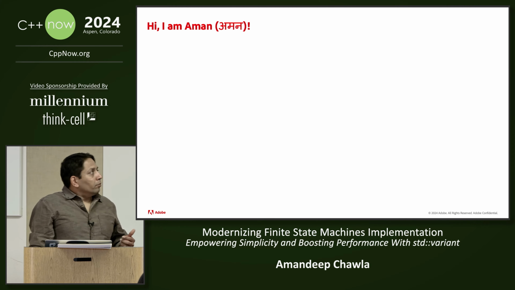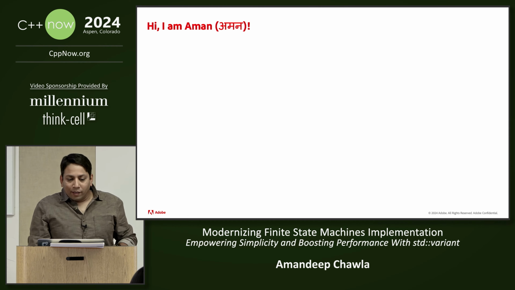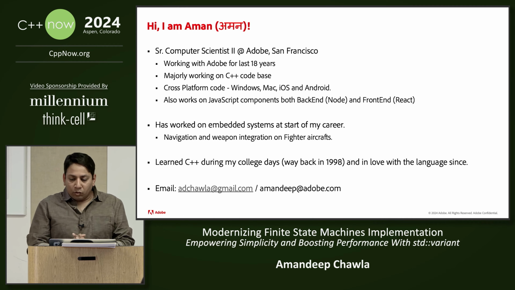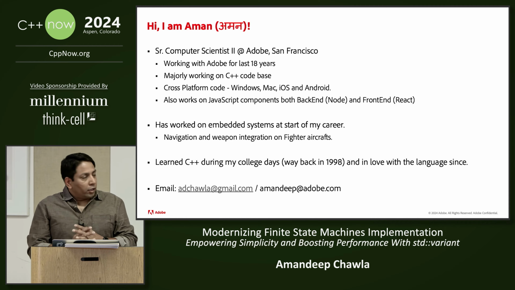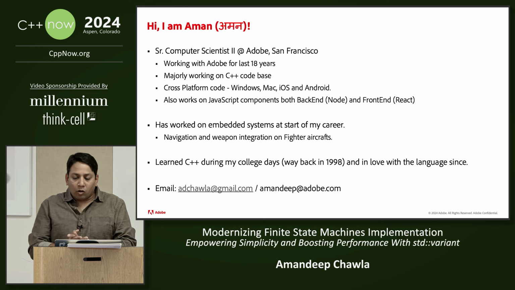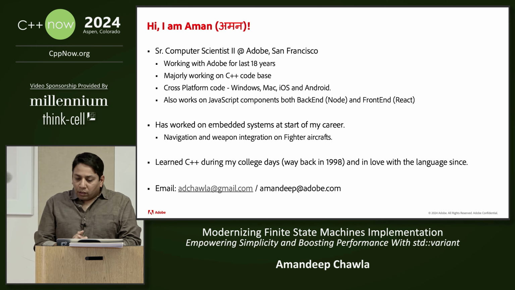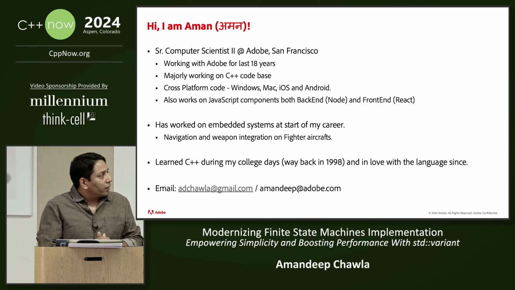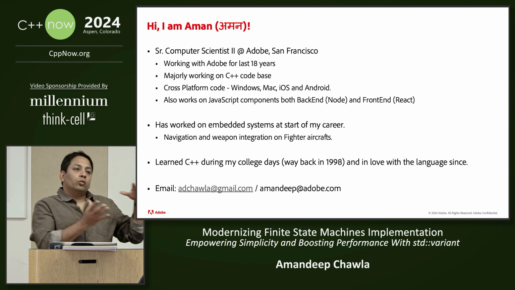A bit about me. I am Aman. I'm from India, so this is how they spell my name in Hindi. I'm a senior computer scientist at Adobe in San Francisco, where I have been working for the last 18 years. Majority of my work is on C++ code base, which I use to develop cross-platform applications for Windows, Mac, iOS, and Android. I also work on JavaScript components, both on the back end using Node and front end. And on Node, again, most of our components are written in C++, which are exposed to the JavaScript world through the NAPI layer.